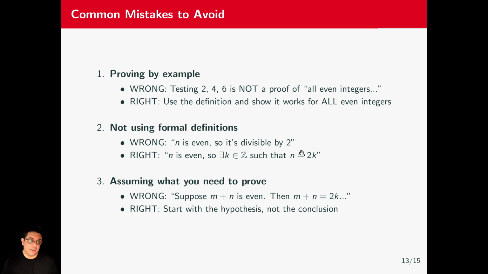Now, another mistake is assuming what you need to prove, which is, let's say, suppose that m plus n is even, then m plus n is equal to 2k. If you start with the hypothesis, you cannot start with the conclusion. So you gotta be careful with that. If I want to prove that the sum of two integers is even, I gotta state first that each of them is even and show that the whole thing is even at the end, not just jump into the final conclusion.